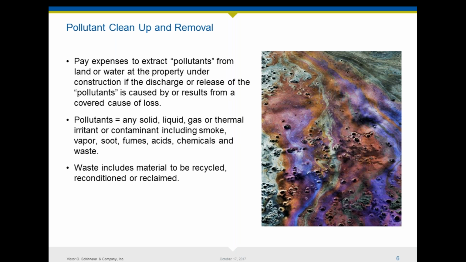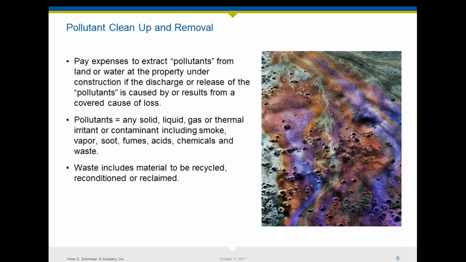Pollutant cleanup and removal, we do have this included in our base coverage form. So what we're talking about are the coverages that are automatically included at no additional premium. So the pollutant cleanup and removal is automatically included, and it pays expenses to extract pollutants from land or water at the property under construction if the discharge or release was because of a covered cause of loss.